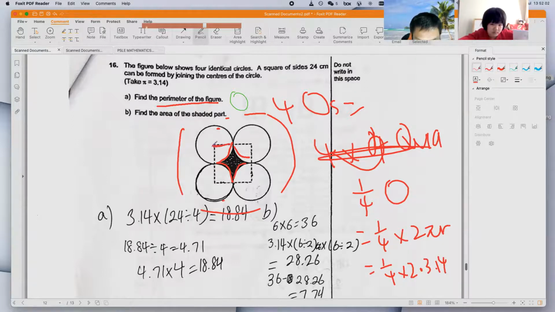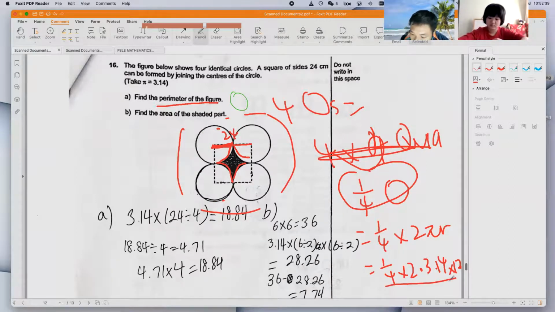So what is the r? Did they say? A square of side 24. So this is 24, right? So half of it is 12, right? Yeah. So 12. No? Then their answer is 226.08 cm. Okay, so this is just one quadrant, you still need to times 4.